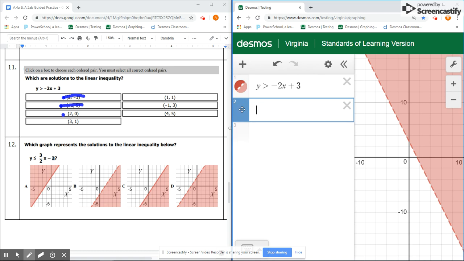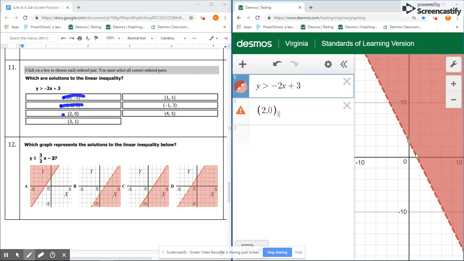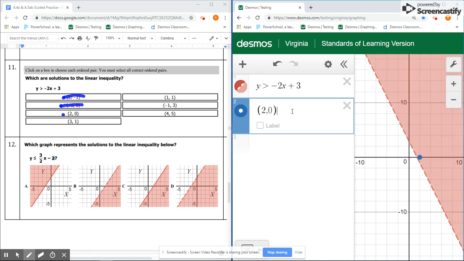Okay, next point we'll try is 2, 0. Okay, 2, 0. All right, it should be, oh, here's the problem. There we go. All right, there's 2, 0. Okay, that is in the shaded region, so this is an answer choice. Okay, and we need to check all the rest of them. 3, 1. All right, 3, 1. It is in the shaded area, so this is a point. This is a solution.